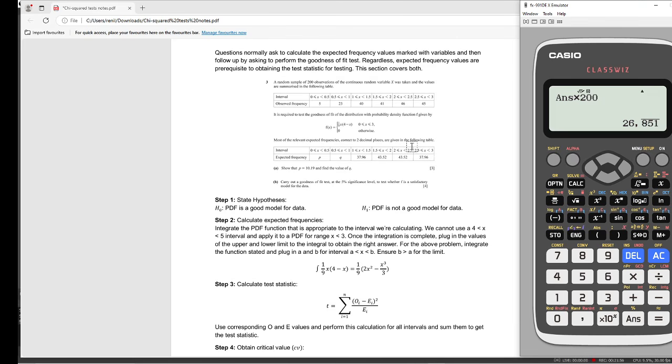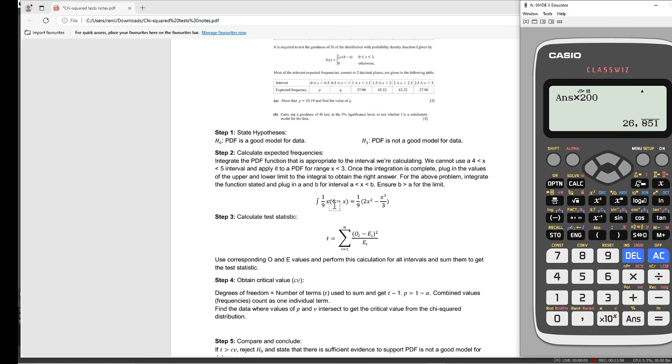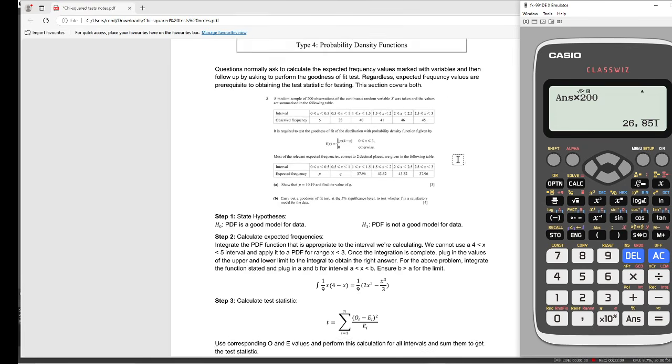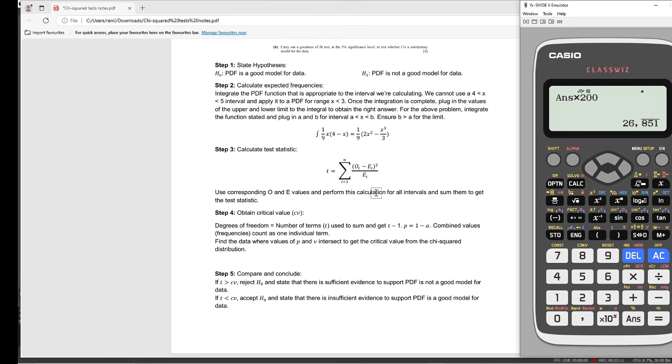So once you get all the expected values, you're cleared to go to the next step, which is to calculate the test statistic. And I'm pretty sure I've over explained this by now, but yeah, use the formula, obtain your test statistic. Just sum up every single one of them, you'll get your test statistic. Then you obtain the critical value as always.